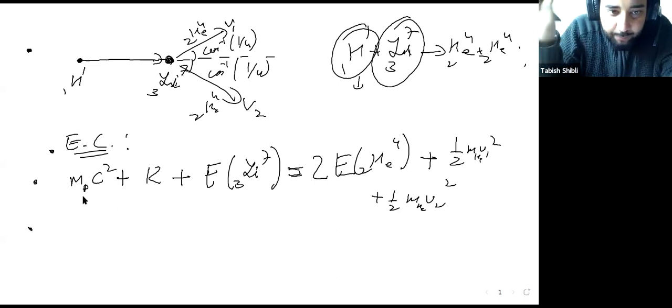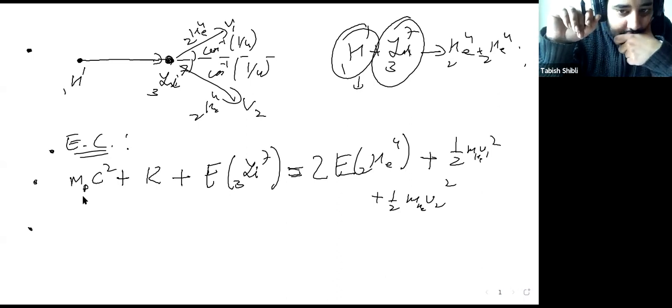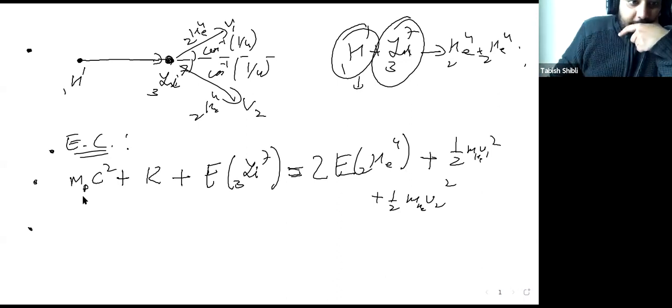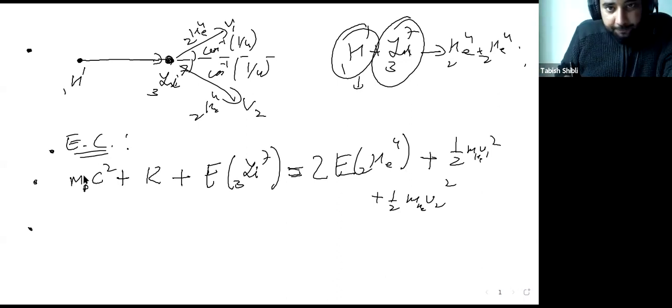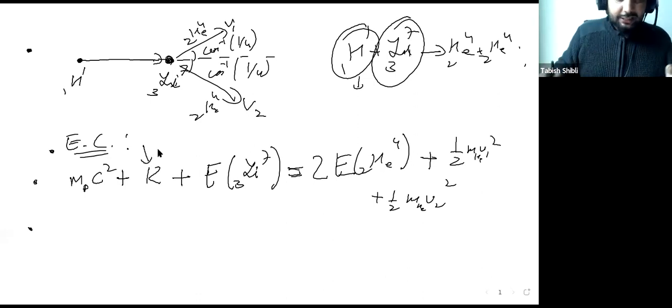Now you have one equation. How many variables do you have here? Let's count the number of variables. Well, is mp a variable? No. mp is the mass of a proton. It's given. It's a constant. c is also a constant. What about the kinetic energy? Kinetic energy is something you don't know and is actually asked for. So this is your first variable. What about the energy of lithium?